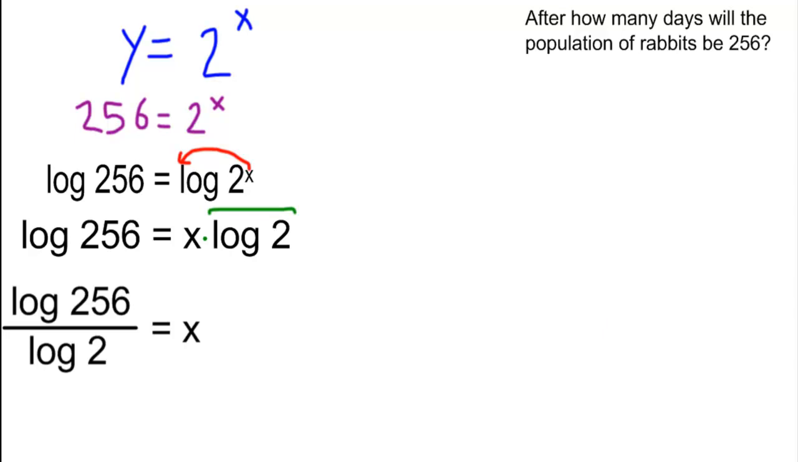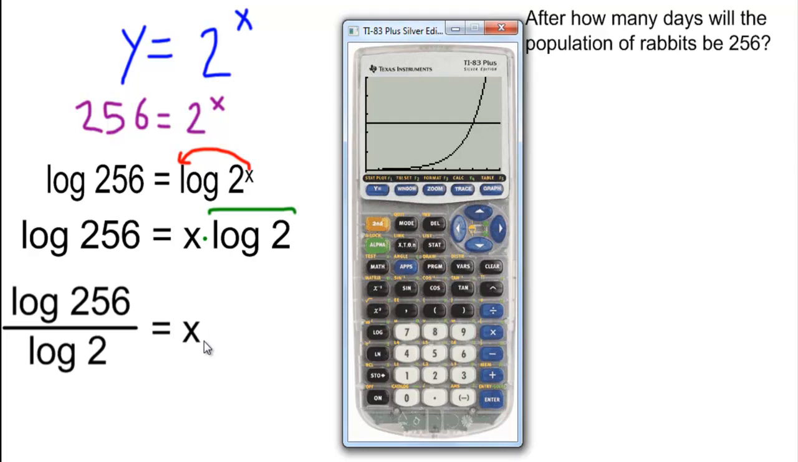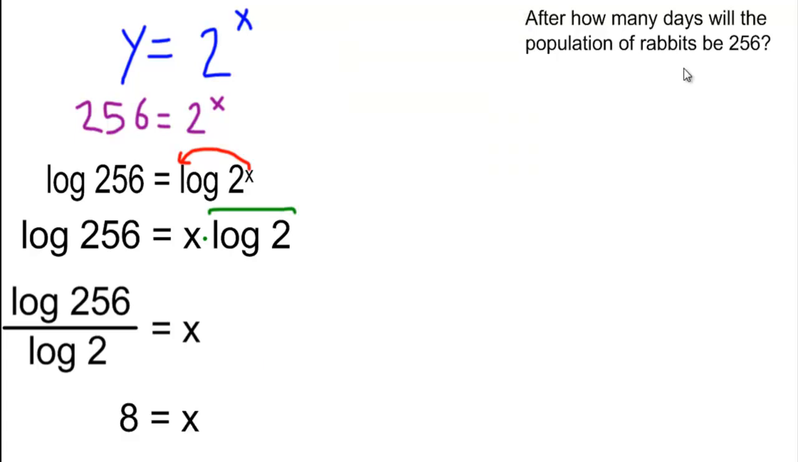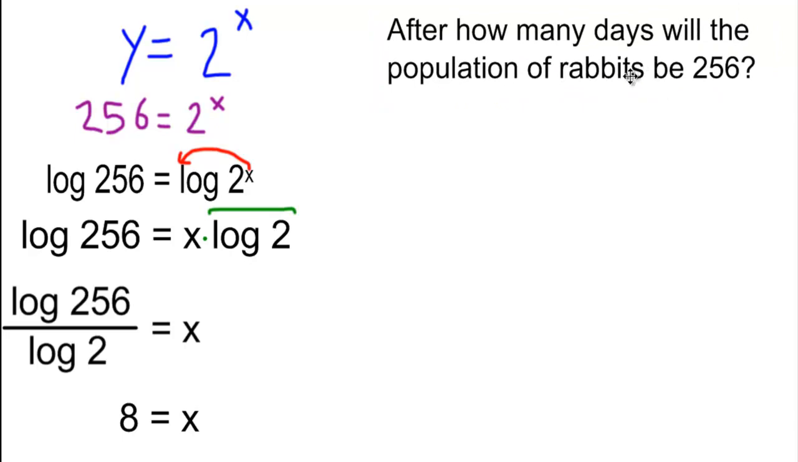We can type these values into our calculator and find the actual number of days when the population of rabbits would be 256. Typing log of 256, the log button is here just to the left of the 7 on your calculator. Log of 256 divided by log of 2. And I will hit enter, and you will see that x equals 8. This means that after 8 days, the population of rabbits will be 256.